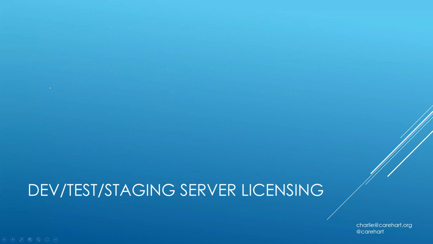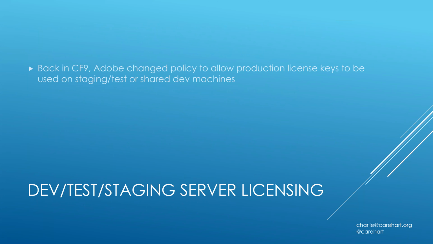Development, staging, and testing servers. Check this out. This is both good news and maybe bad news. So back in CF9, Adobe changed their policy to allow production license keys to be used on staging, test, or shared development machines. That was really cool news. Terry Ryan wrote a blog post about it, and it was quite popular, and there was rejoicing all around. So that meant you didn't have to buy a license to do staging or development, shared development, or testing.